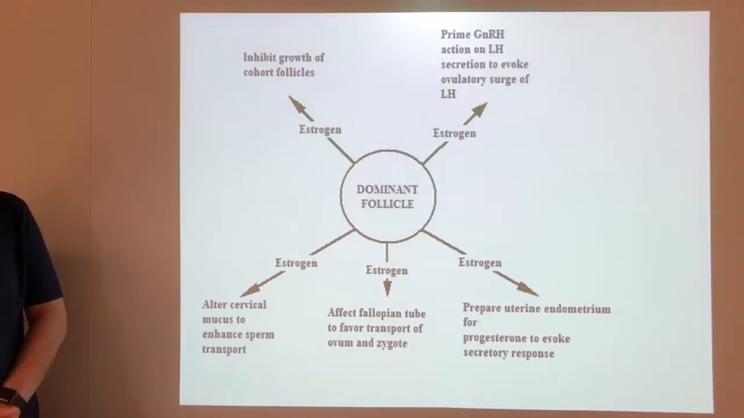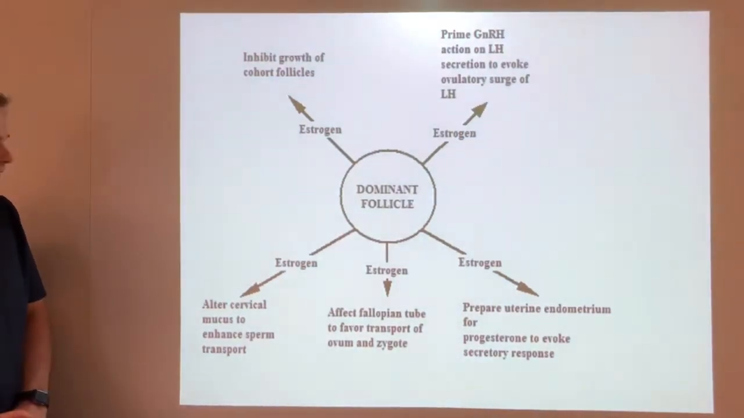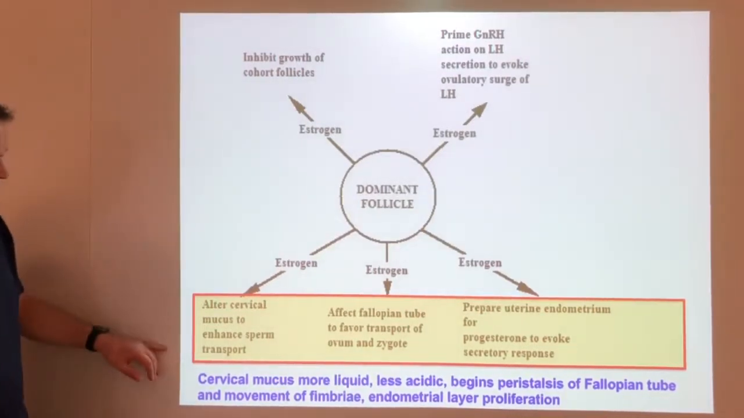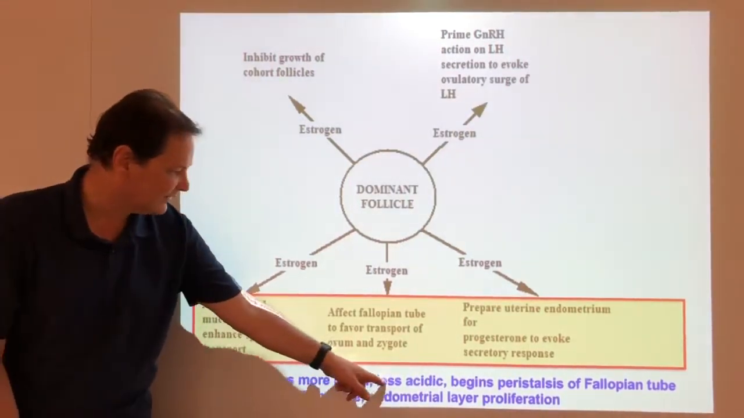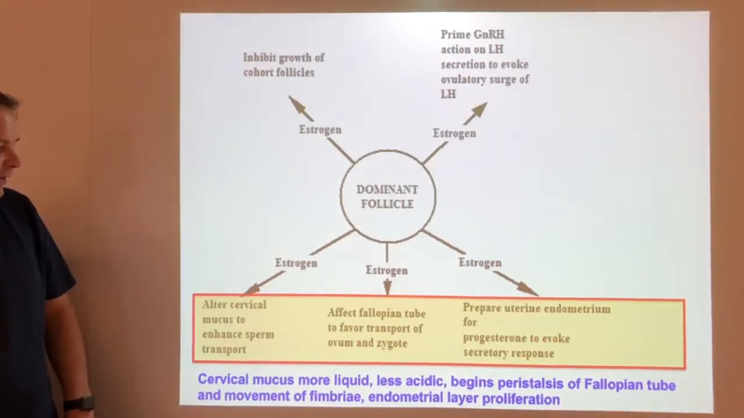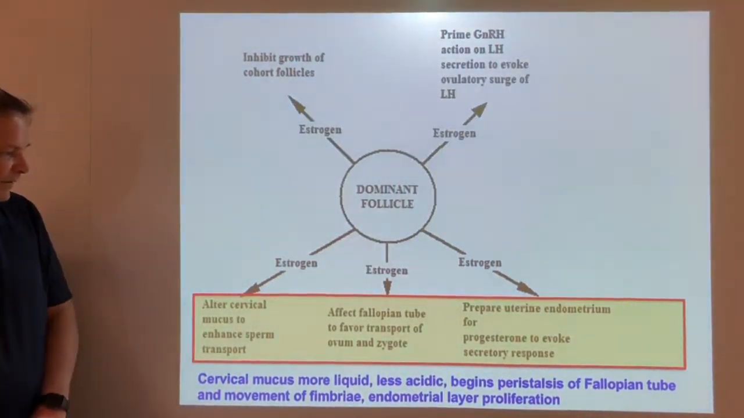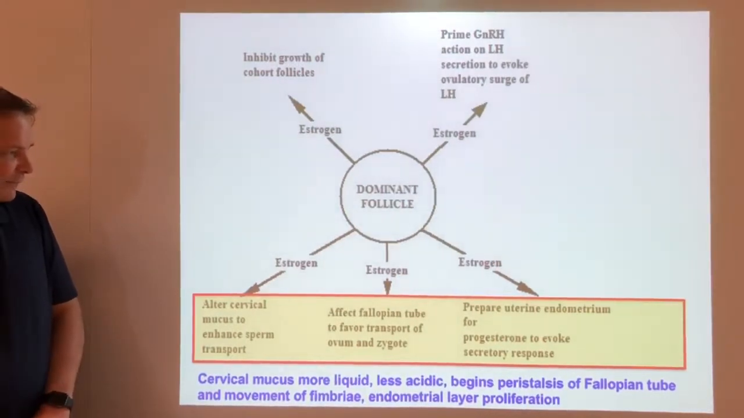Okay. So what does that mean? Well, it has a lot to do with the process of selection and how one dominant follicle emerges from the rest. So first of all, let's talk about some of the other functions of the estrogen. It alters cervical mucus to enhance sperm transport, so it becomes more liquid and less acidic. Peristalsis begins in the fallopian tubes. Again, you bring the sperm to help. That sort of helps bring the sperm and the ovum together to help fertilization take place.